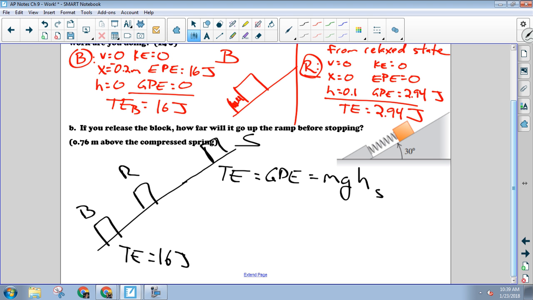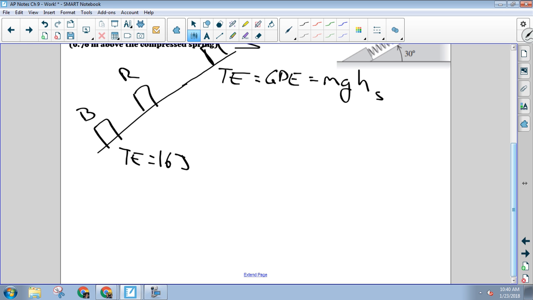All right, and then what should be true about the difference between these two quantities? The work. It would be 0 if it was frictionless. That's the work done by friction. The difference between these should be the work done by friction, right? Does that make sense? Okay, so let's see what we can do with that. So I know that the work done by friction is equal to mg times the height where it stops minus 16 joules, right?